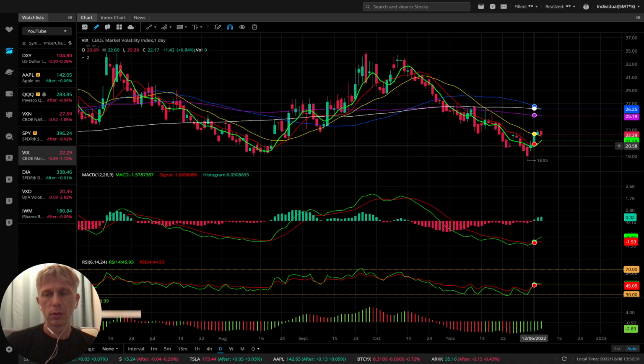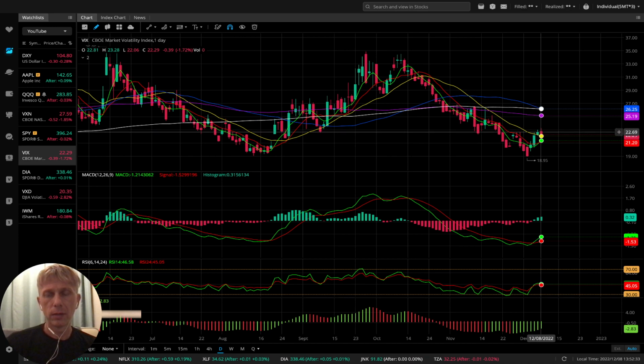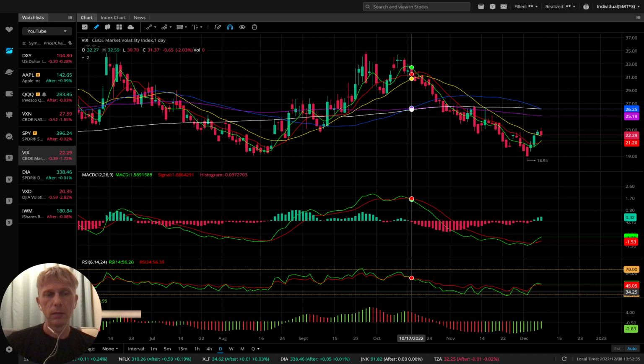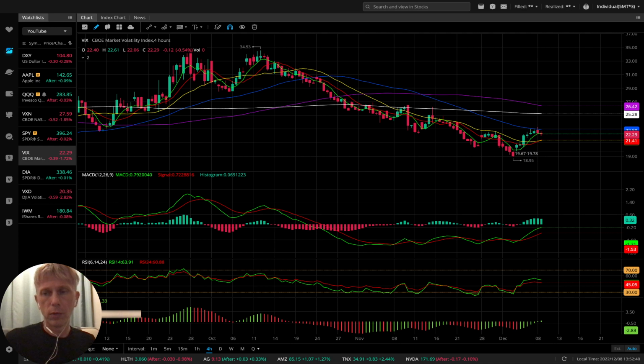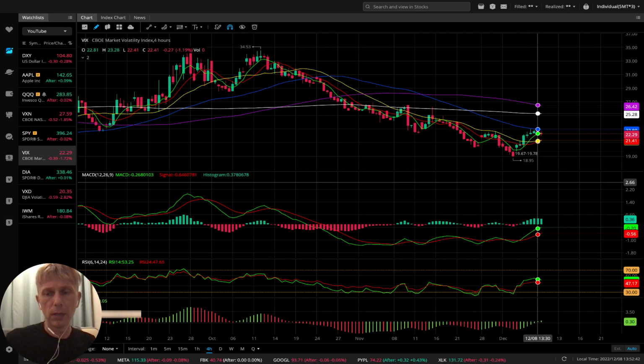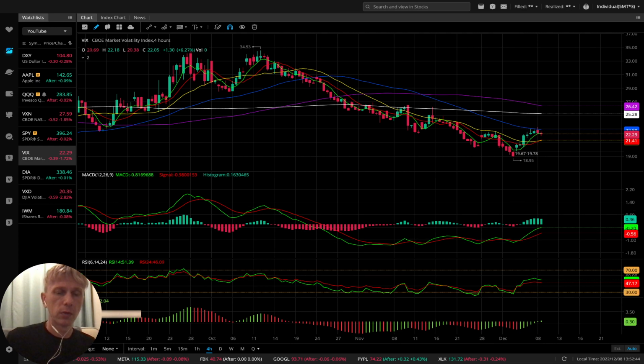MACD did a bullish crossover. Last bar above MA200. Bullish trend on daily. 4 hours also bullish trend, bullish trend on all indicators. It's bearish for SPY.